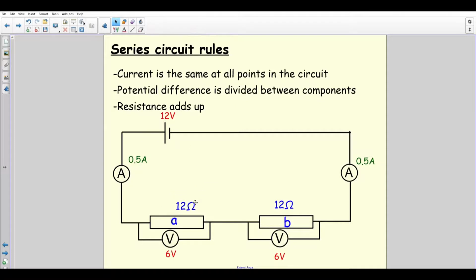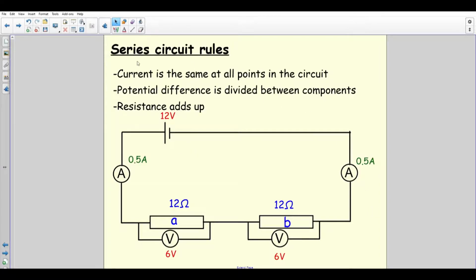Right. That's better. So now looking at resistance. Resistance adds up. So basically, if you have more resistors, you have a higher overall resistance. So 12 ohms add 12 ohms. How much is that going to be? 12 ohms add 12 ohms is 24. So the 24 ohms total, because we're adding those up. If I added another resistor of the same one, it would go up to 36. So the more resistors you add, the higher the resistance gets, basically.